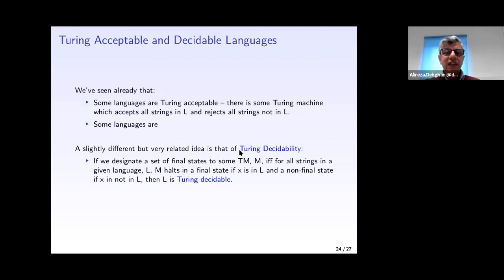The idea is that of Turing decidability. That's different from being accepted by the machine. If we designate a set of final states, something new happens.